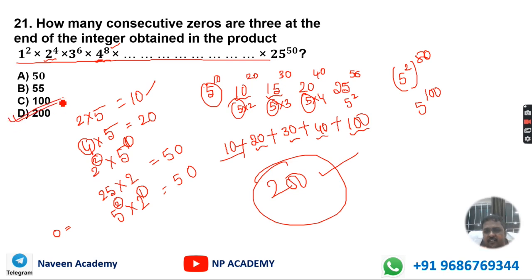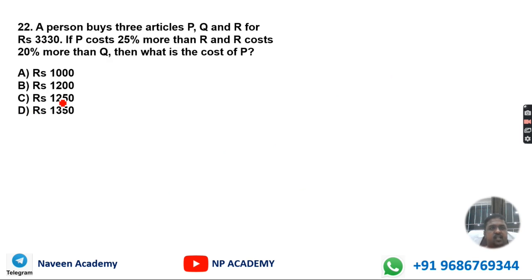Is it clear, my dear friends? Yes. So next problem. A person buys 3 articles P, Q, R for rupees 3330. If P costs 25% more than R and R costs 20% more than Q, then what is the cost of P?